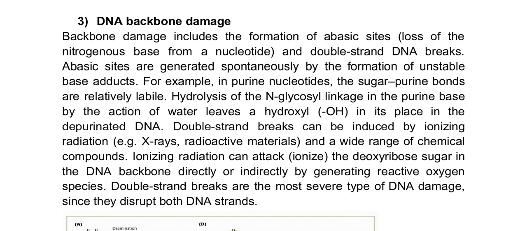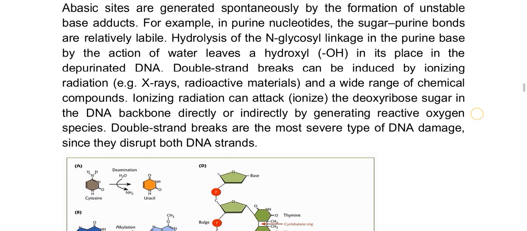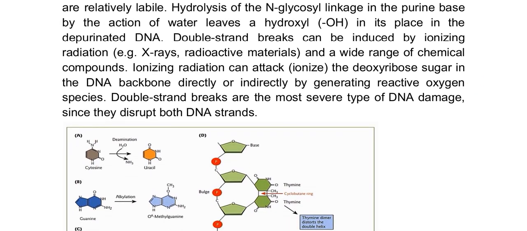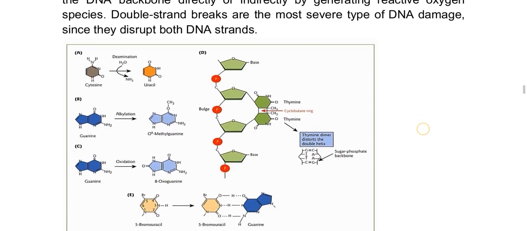in the depurinated DNA. Double-strand breaks can be induced by ionizing radiation, X-rays, radioactive materials, and a wide range of chemical compounds. Ionizing radiation can attack or ionize the deoxyribose sugar in the DNA backbone, directly or indirectly by generating reactive oxygen species. Double-strand breaks are the most severe type of DNA damage since they disrupt both DNA strands.